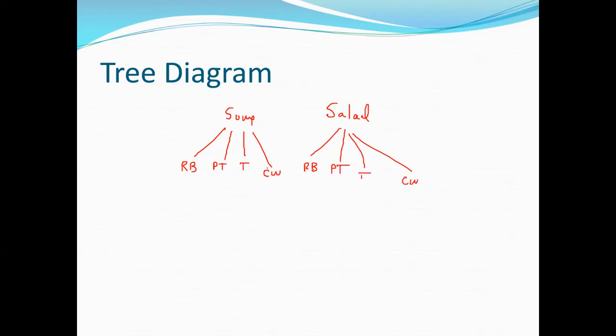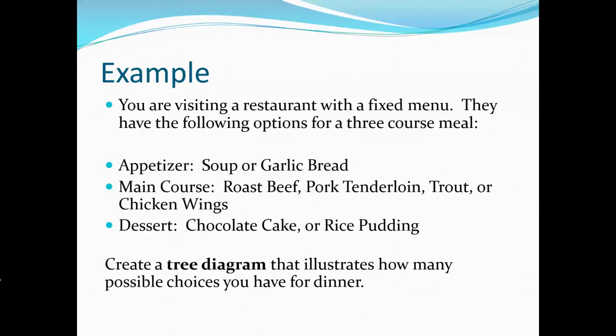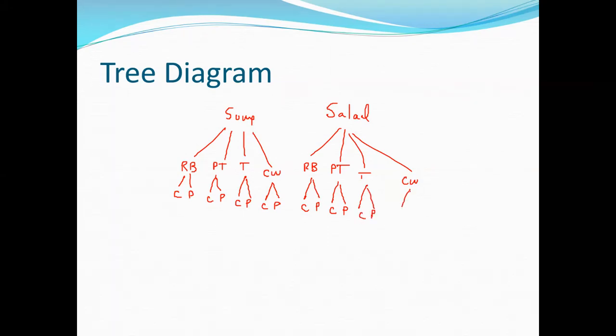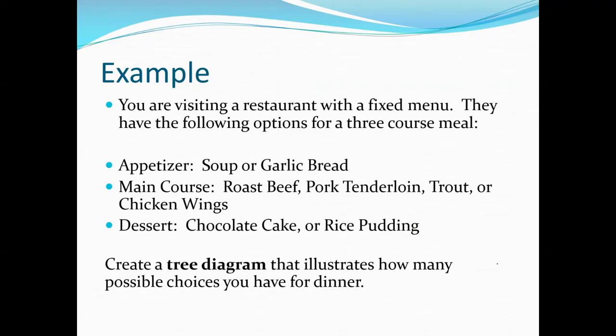And we have one more layer to add for dessert. For dessert, we could have chocolate cake or rice pudding. So branch off, chocolate cake, rice pudding, cake or pudding. By making a tree diagram, we've shown how many possible meals you could have, just by how many possible branches there are. And if you count up the number of branches at the bottom, 1, 2, 3, up to 16, there are 16 possible choices.